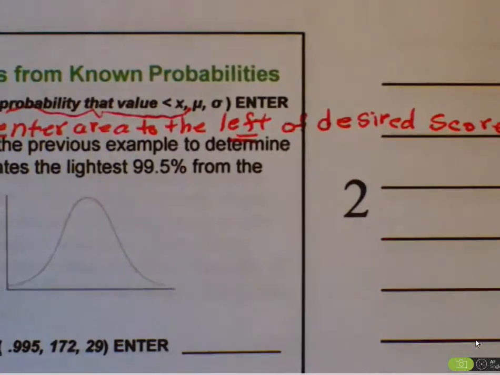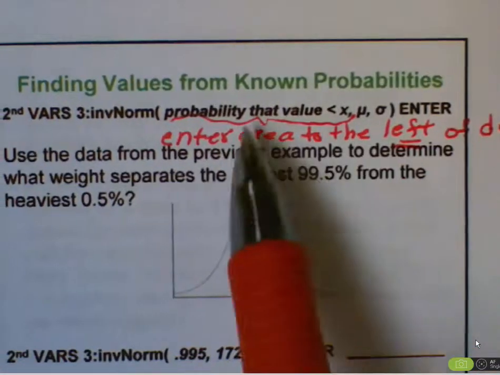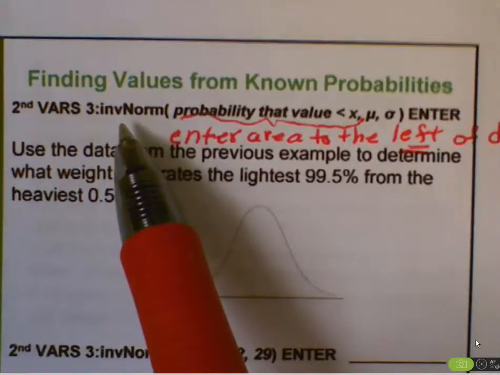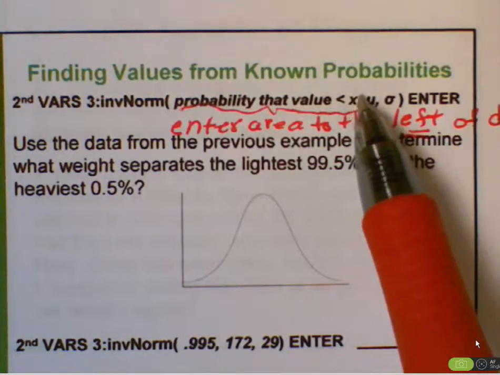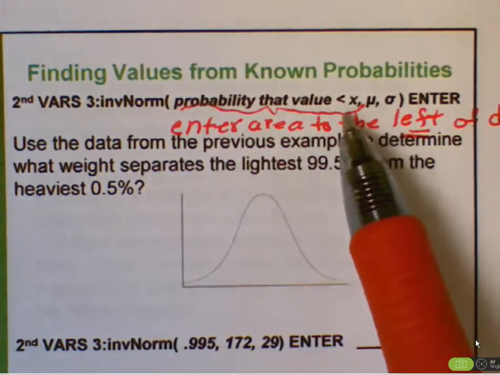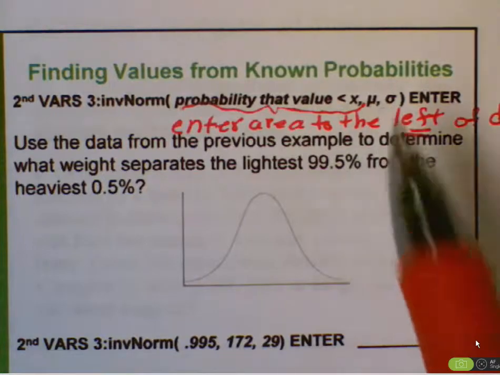So if I'm given the area to the right, I'm going to have to find its complement and use that when I'm entering these numbers into inverse norm. Now, in 6.2, since we were dealing with the standard normal distribution, we used inverse norm and only entered one value. We closed the parentheses right here. But if we're not dealing with a standard normal distribution, we do have to enter the mean and the standard deviation.